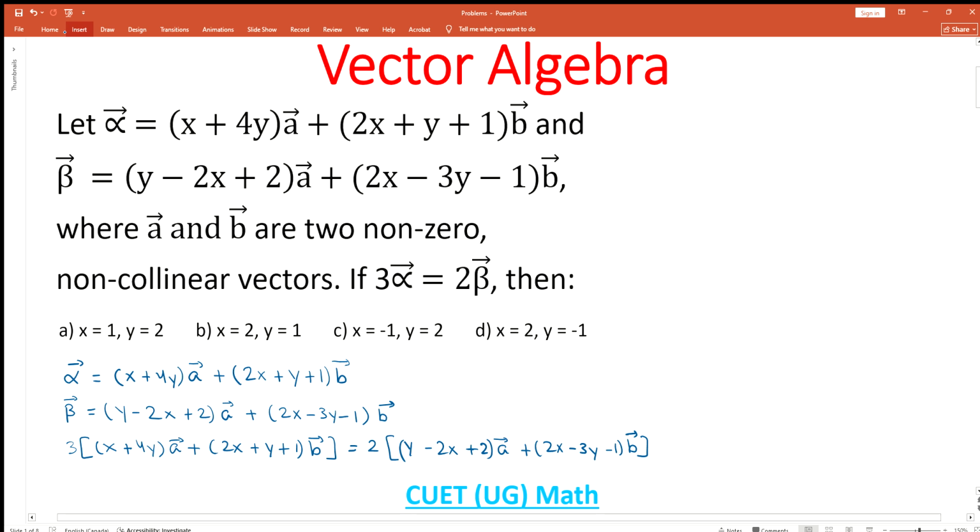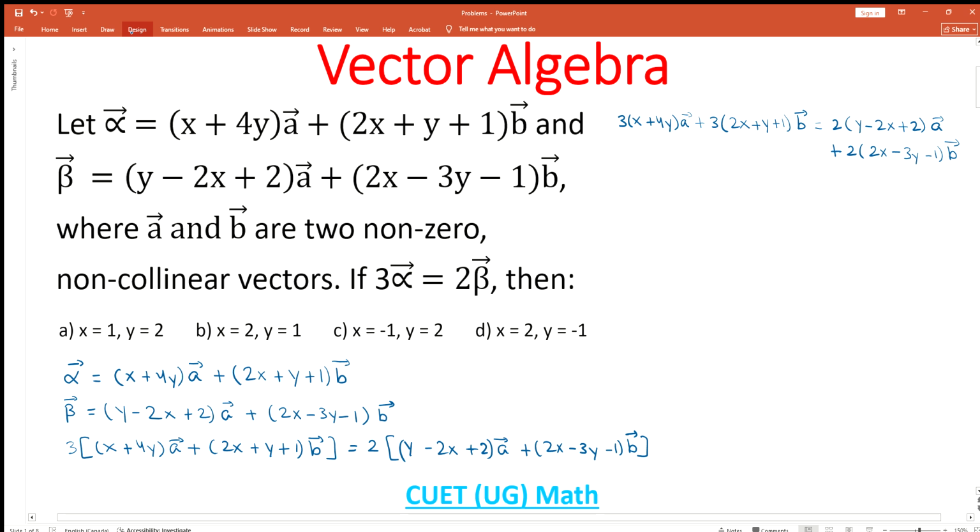Next, we can distribute 3 and 2 into the brackets. I get 3 times (x plus 4y) times vector A plus 3 times (2x plus y plus 1) times vector B equals 2 times (y minus 2x plus 2) times vector A plus 2 times (2x minus 3y minus 1) times vector B. In this vector equation, we have vectors A and B on both sides of the equation.